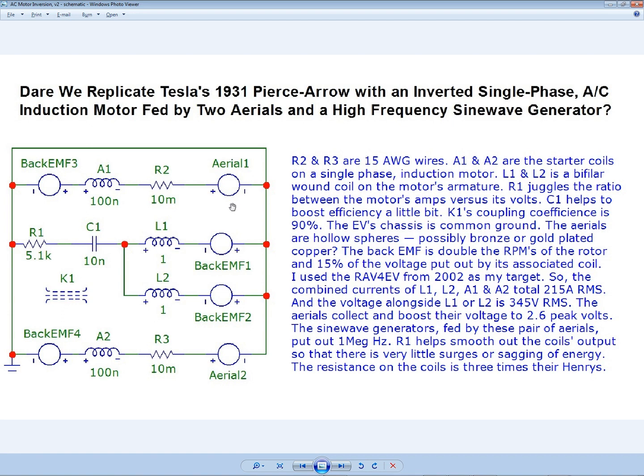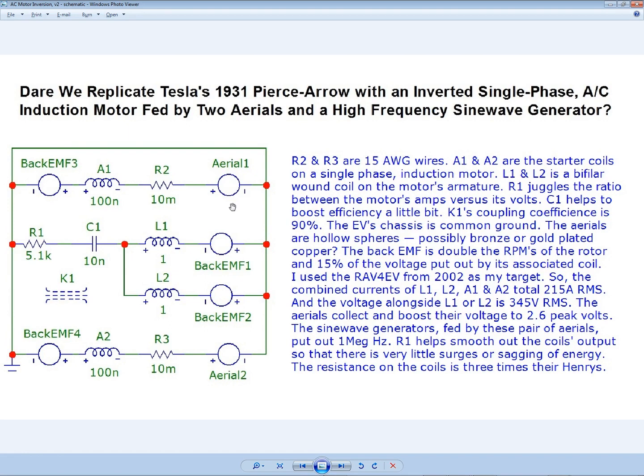It's very important that we pay attention to the shape of the aerial. It has to have a surface area. That's all it has to have. And a hollow sphere has plenty. It has a surface area on the inside and a surface area on the outside. And it doesn't have to be big and humongous.